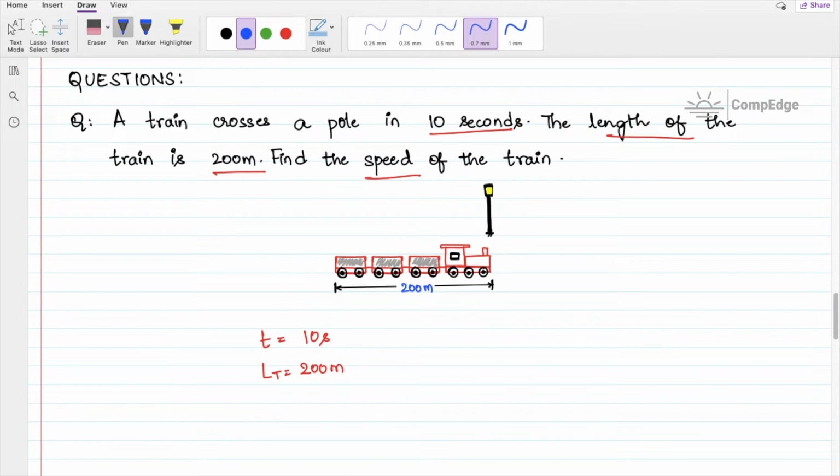Suppose the speed of the train is st. St into time will be nothing but the length of the train. So from here we can write st is equal to 200 by 10, that is 20 meter per second. So this is the speed of the train that we can find out. It is as simple as that. Now moving on to the next problem.